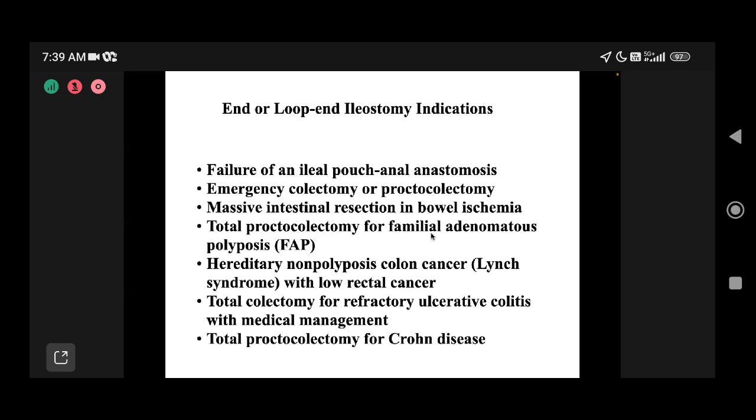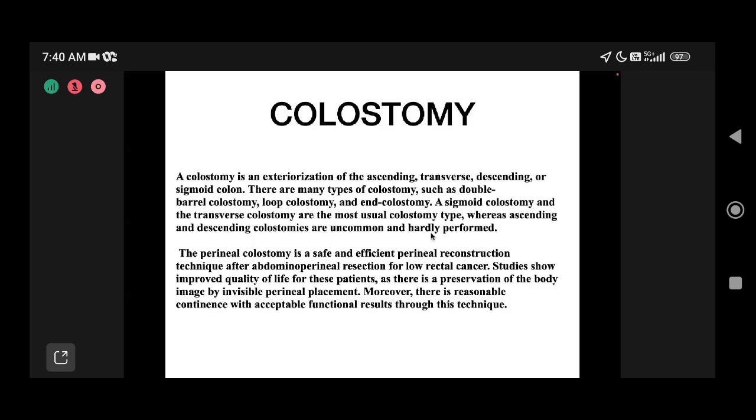Then Lynch syndrome, which is one of the conditions where the patients need a prophylactic total proctocolectomy. Then patients with ulcerative colitis which is very refractory, where you can't keep the patient on a medical line of management, surgery is probably the only choice, and you even need to do it prophylactically, to avoid the development of malignancy, with a total proctocolectomy with end ileostomy. So these are all the specific indications.